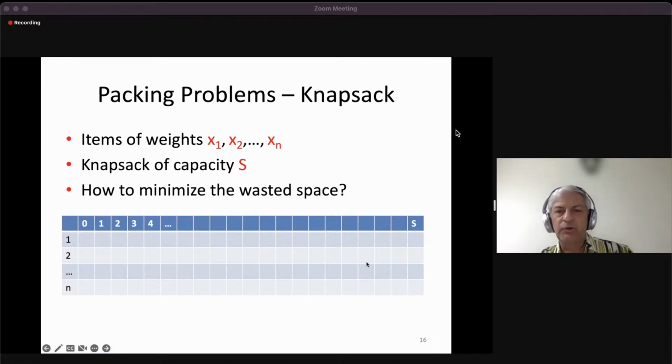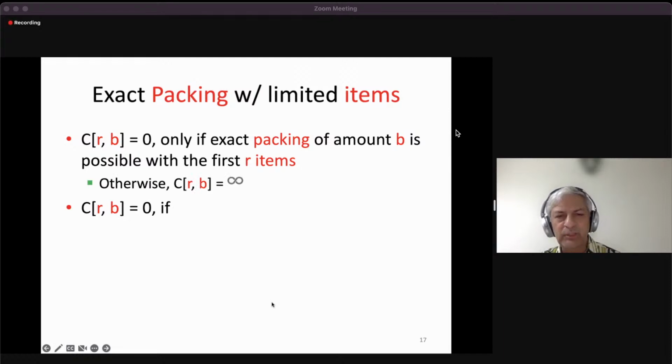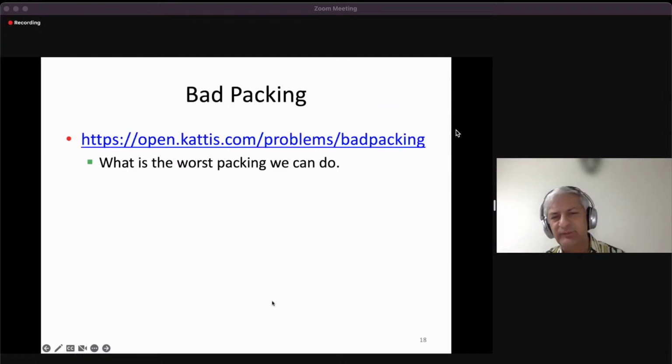Okay. So now that we know how to solve the problem of minimizing the wasted space, how about we solve the problem of maximizing the wasted space? So we want to know what's the worst packing we can get.